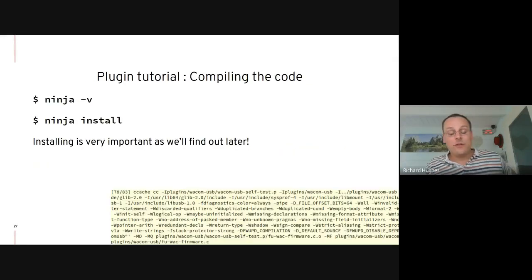So that's great. We've compiled the project and Meson has completed. Now we actually need to compile. The output of Meson is this ninja.build file, which you can see in the build directory.